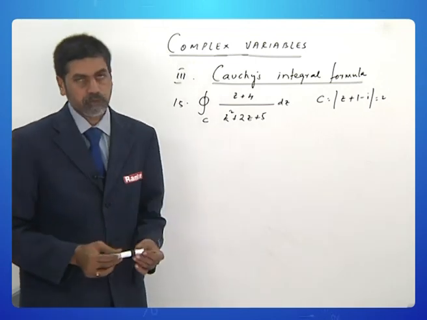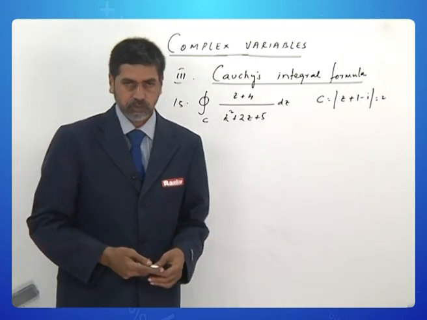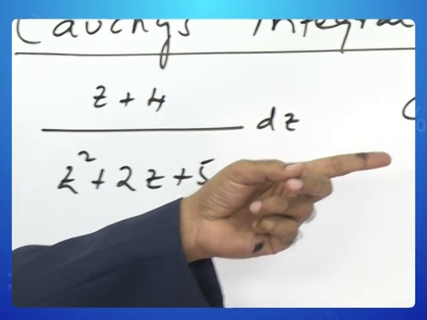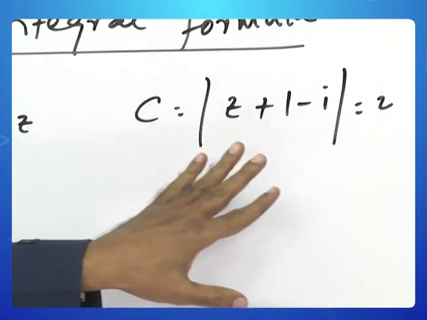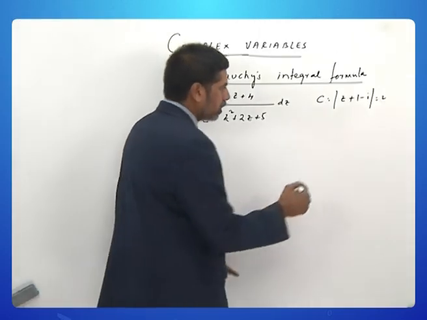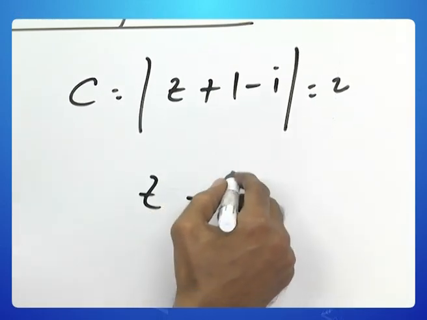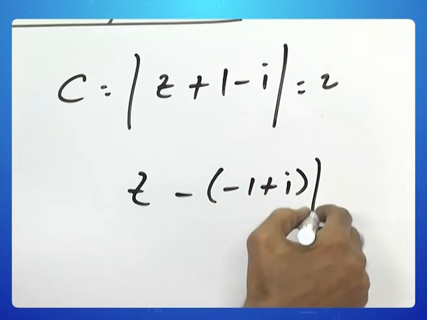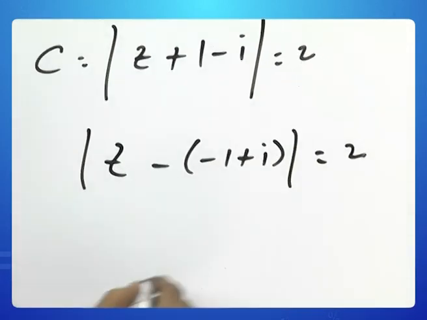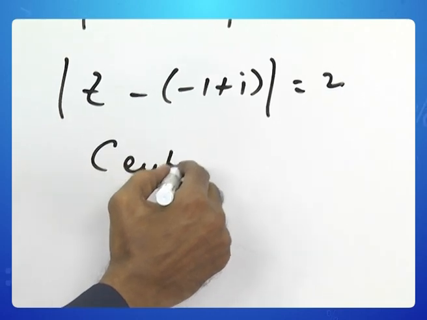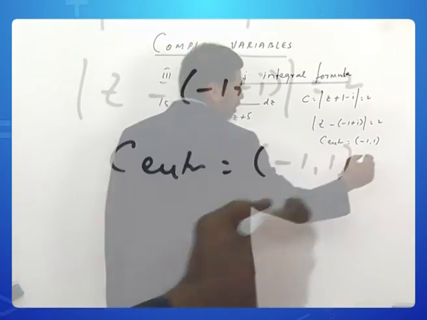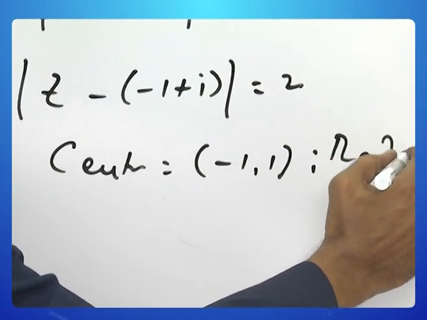This looks a little bit more difficult than the previous examples, because we have to identify the singularities carefully and then even draw that contour. Of course, there is no confusion, this is a circle, but with the center not at the origin. So, you can write this as mod z minus of minus 1 plus i is equal to 2. Then you can easily identify the center is at minus 1 comma 1, and the radius is 2.